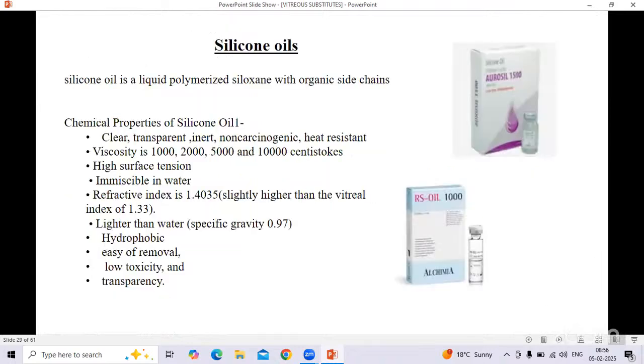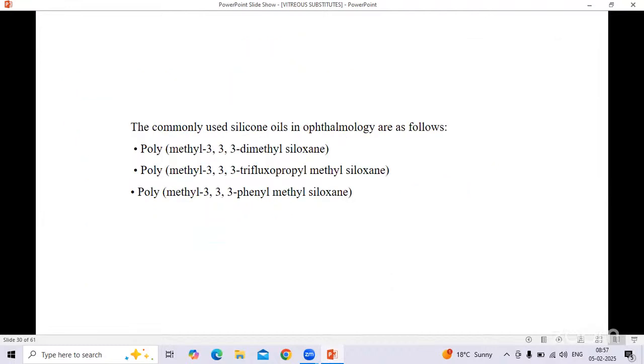Coming to silicone oils. Silicone oils are liquid polymerized siloxanes with organic side chains, and the chemical properties are as follows. They're clear, transparent, inert, non-carcinogenic, and heat resistant. Available in various viscosities like 1000, 2000, 5000, and 10,000 centistokes. They have a high surface tension and are immiscible in water. Refractive index is 1.4, which is slightly higher than the vitreous index of 1.33. They're lighter than water, hydrophobic, easy to remove, with low toxicity and transparency. Commonly used silicone oils are as follows.